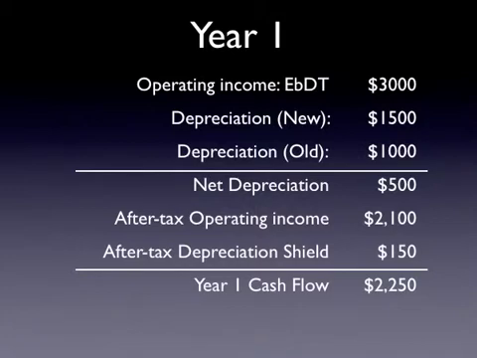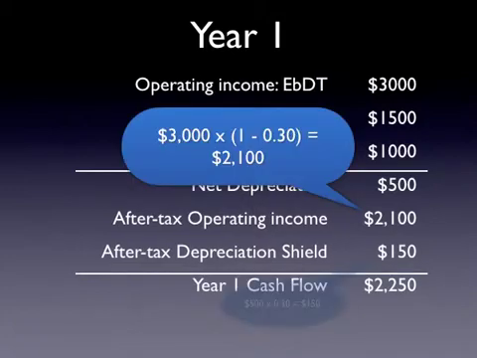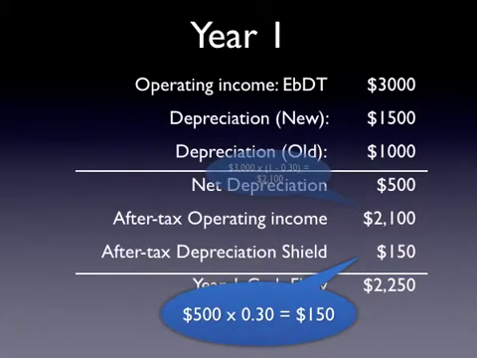We're going to compute the after-tax value of each of those using the second method that I showed you. So that's $2,100 for operating income and $150 for the tax shield, and I'll show you those calculations. The $2,100, that's the $3,000 of earnings before depreciation and taxes times 1 minus the tax rate, or 0.7, that's $2,100. The tax shield from depreciation is the net depreciation amount times the tax rate, or $150. That adds up to $2,250.